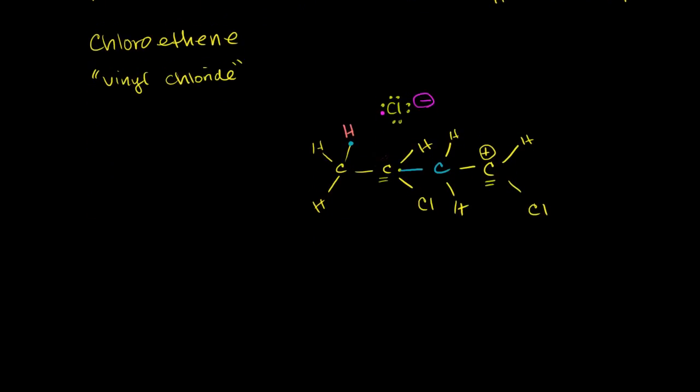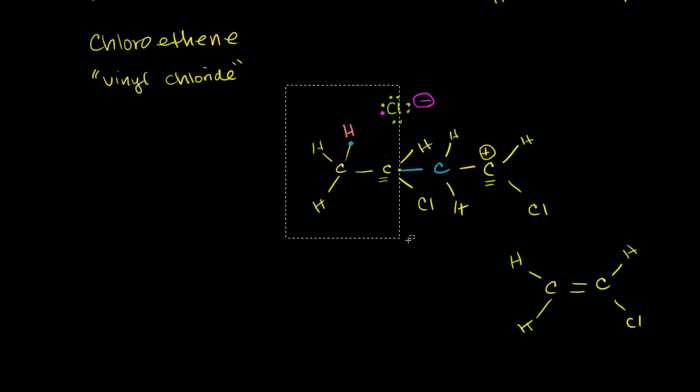Let me draw another vinyl chloride. So I have a carbon, a hydrogen, and then it is double bonded to a carbon, a hydrogen, and a chlorine. And let me copy and paste this. I think you see where this might be going, how this could keep on going and going and going.